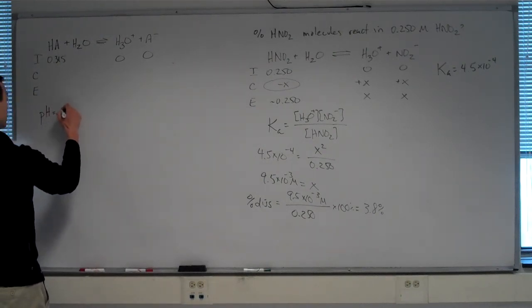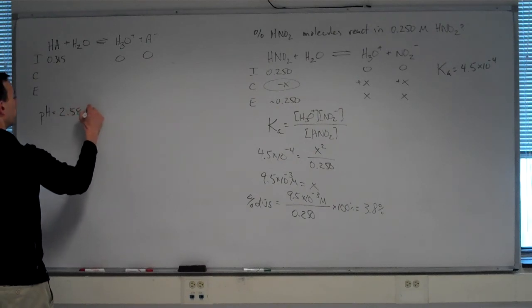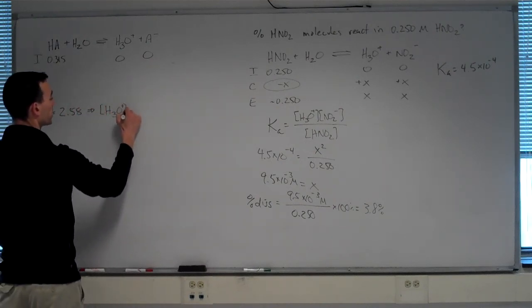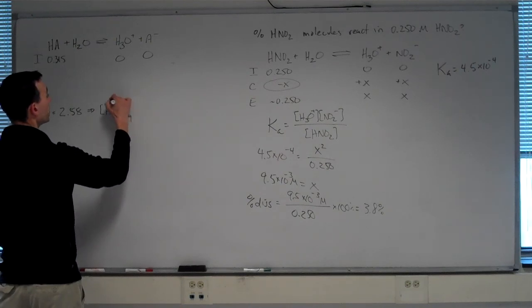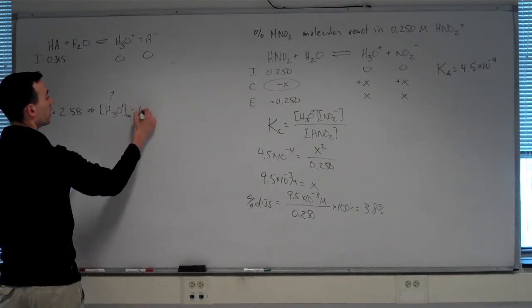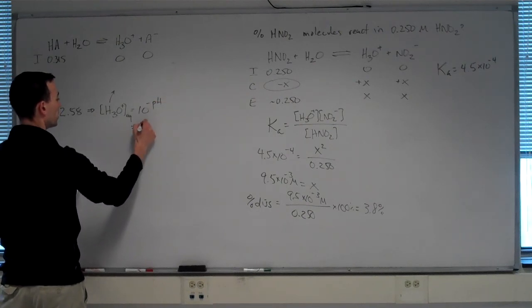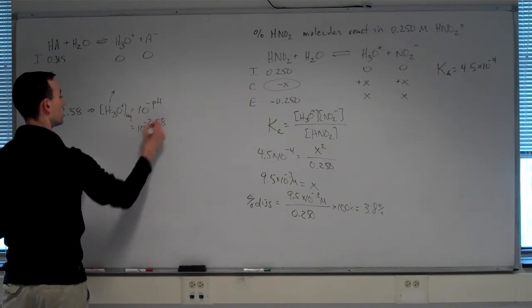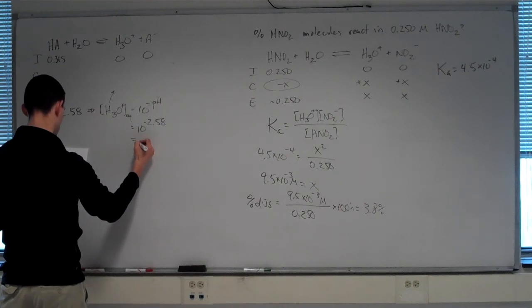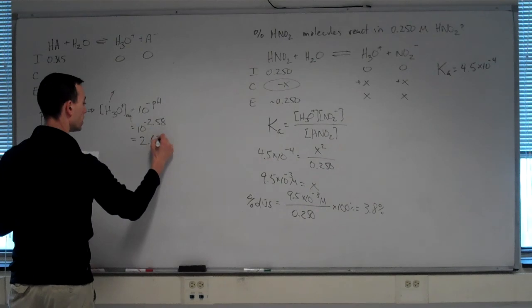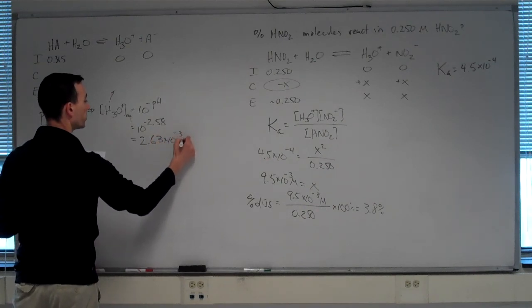The pH of 2.58 is going to allow us to calculate the H3O plus concentration at equilibrium that belongs right there. It would be 10 to the negative pH value, or 2.63 times 10 to the negative 3 molar.